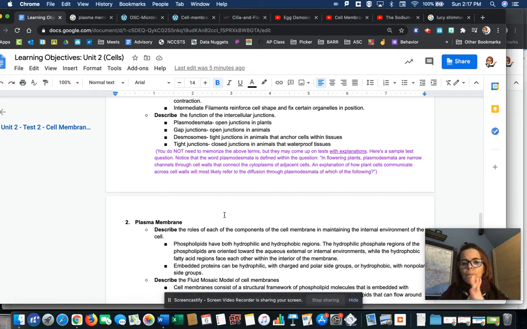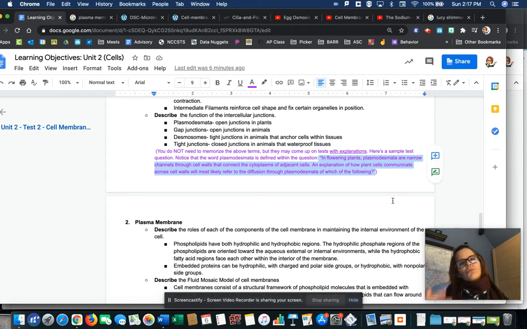So for example, I have a sample question here. This comes directly from AP. This is showing you how you didn't need to memorize these words, but they could still come up in a passage. So it says, in flowering plants, plasmodesmata, but now listen, it defines it for you, are narrow channels through cell walls that connect the cytoplasms of adjacent cells. An explanation of how plant cells communicate, and so on.